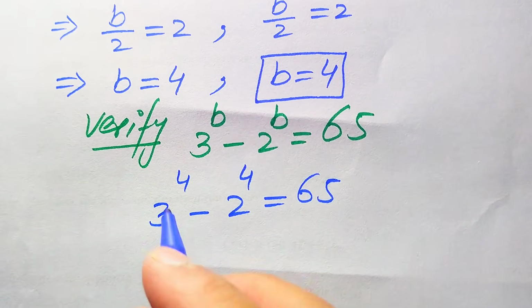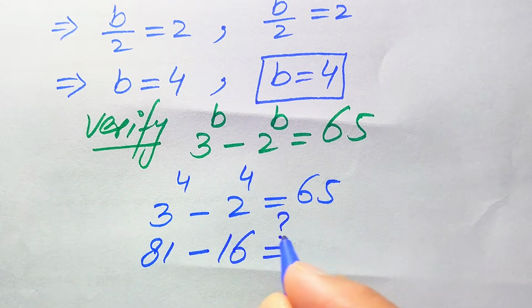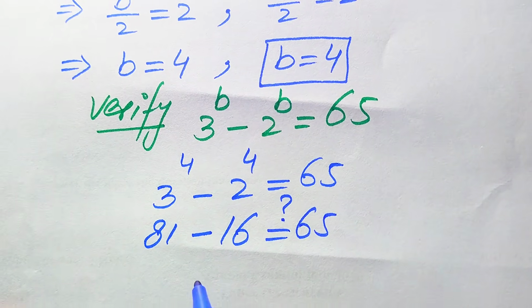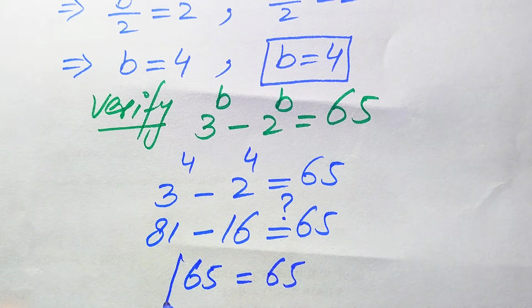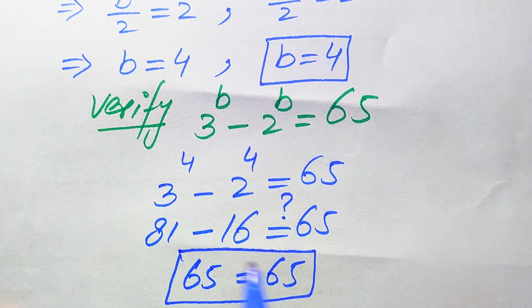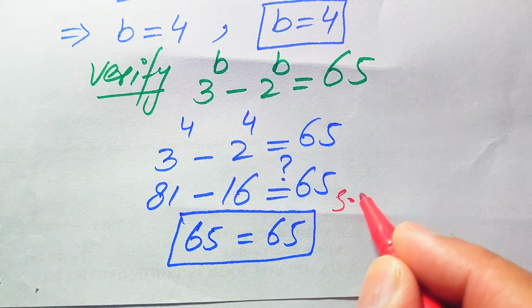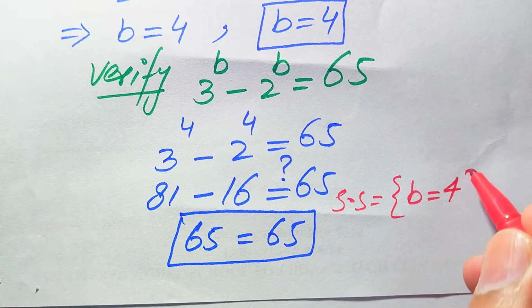So you very well know that 3 to the power of 4 becomes 81 minus 2 to the power of 4 becomes 16, and we check whether this is equal to 65 or not. When you subtract 81 minus 16, you clearly obtain 65 is equal to 65. So this shows that both of the sides are equal. It means that the value of b equals 4 satisfies our given question statement. And finally we have the solution set of this problem is b is equal to 4.